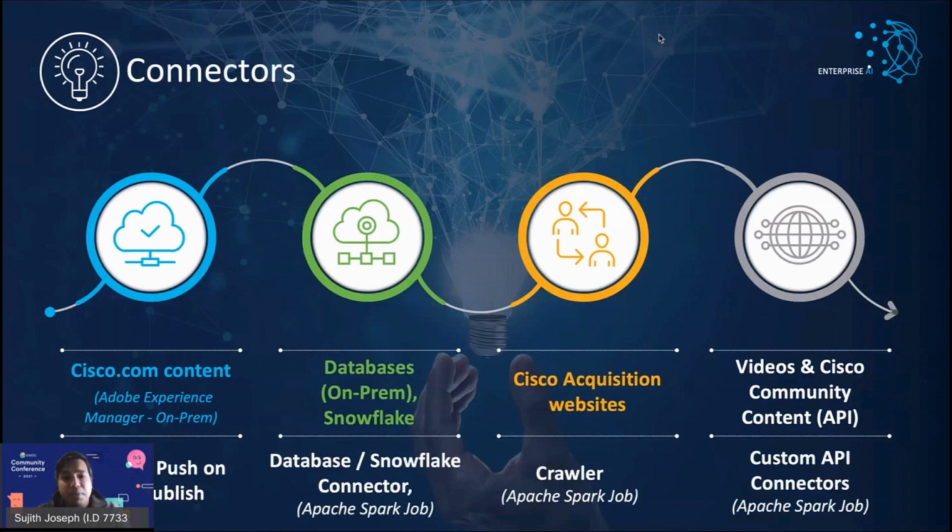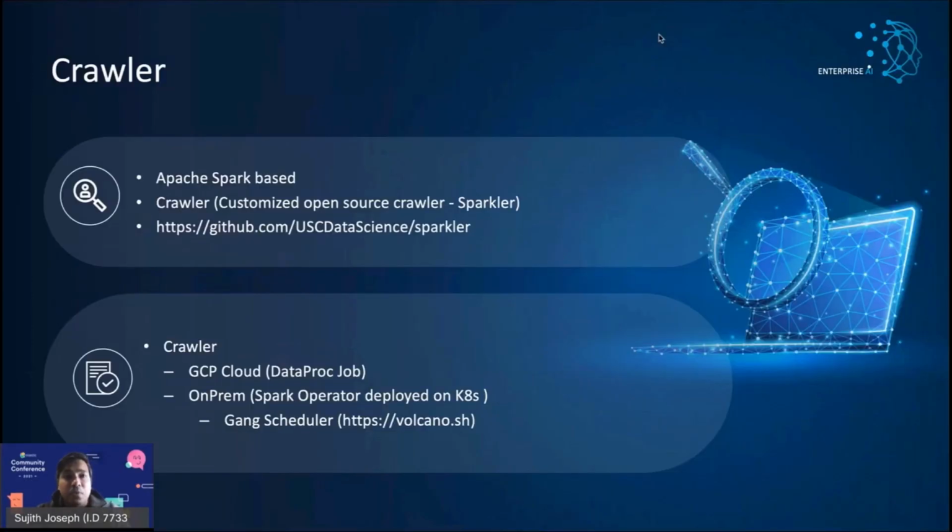We have connectors for database, Snowflake. We have a crawler. We also have API connectors. For the crawler, we use an open source crawler known as Sparkler. We evaluated multiple crawlers like Nutch and Heritrix, and we found Sparkler to be the most performing. We run Sparkler as a Dataproc job in GCP, and on-prem, we run it as a Spark job deployed using a Spark operator on a Kubernetes cluster. And for the Kubernetes cluster, we use a custom gang scheduler known as Volcano.